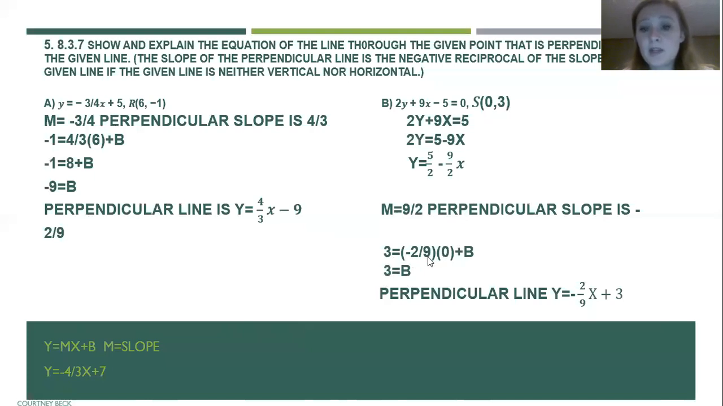0 multiplied by 2 over 9 is 0. So we're just going to keep our 3, because 3 minus 0 is b. And our perpendicular line is y equals our slope, 2 over 9 x, plus 3.